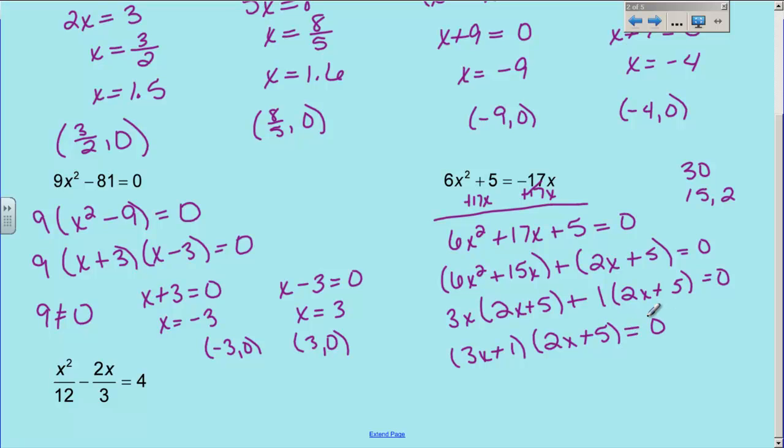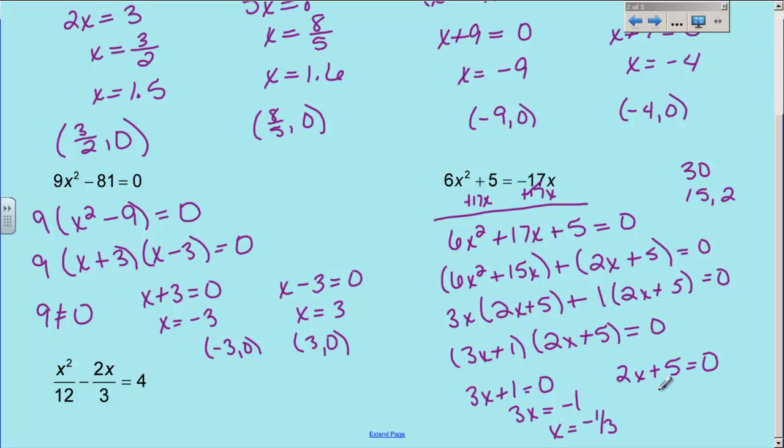So I have to take both of those factors and set them equal to 0. So I have 3x plus 1 equals 0, and I have 2x plus 5 equals 0. Solve these, so I subtract 1, I end up with 3x equals negative 1, and when I divide by 3, I have x equals negative 1/3. That's not going to be one you can convert to a decimal because 1/3 is repeating. You're just going to leave it as negative 1/3.